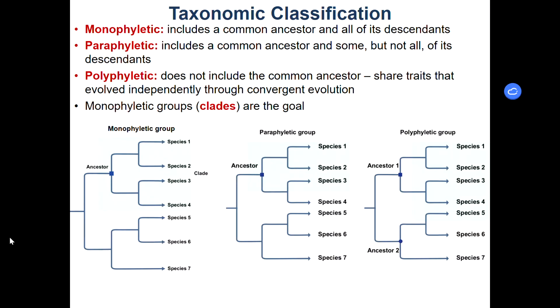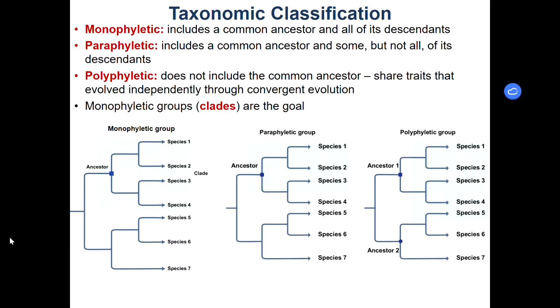So putting butterflies, birds, and bats together because they all have wings would be an example of a polyphyletic group because they do not all share the same common ancestor. Insects have a much different common ancestor than birds and bats do. And birds and bats have a different common ancestor.